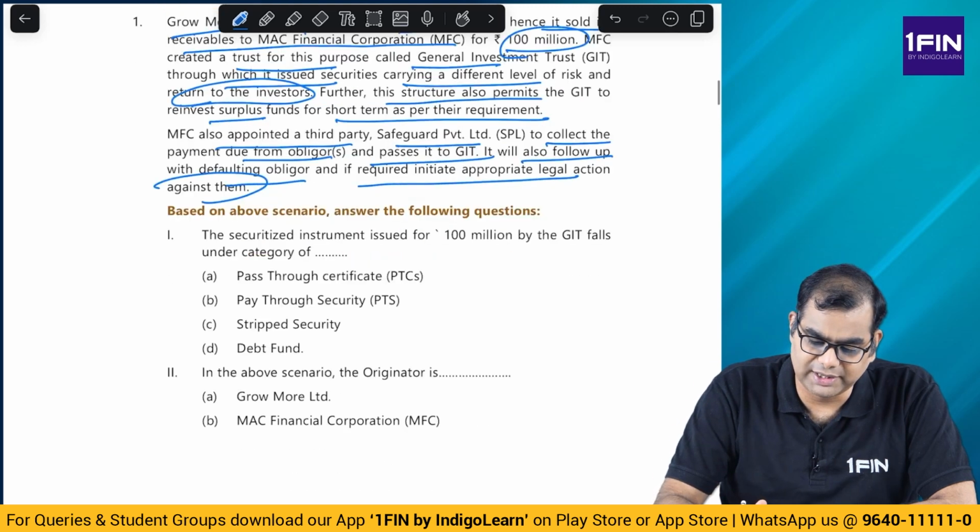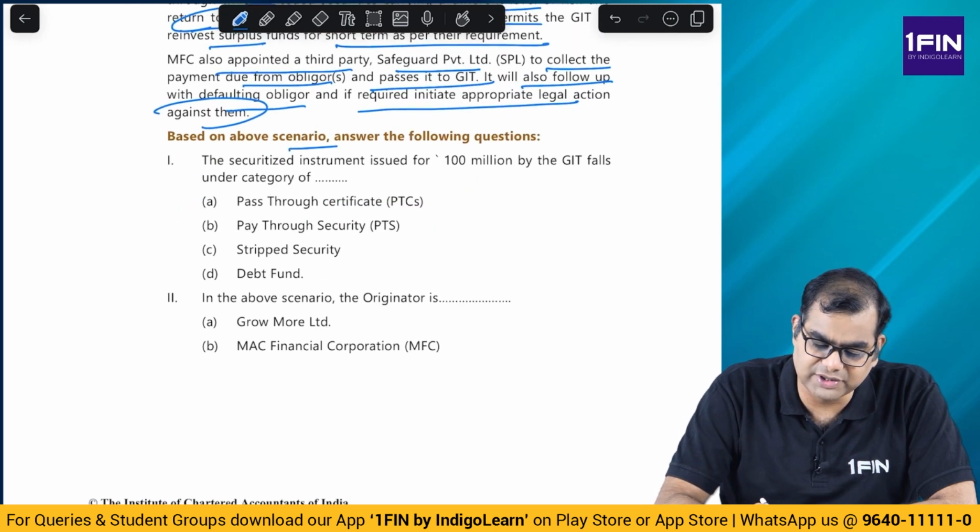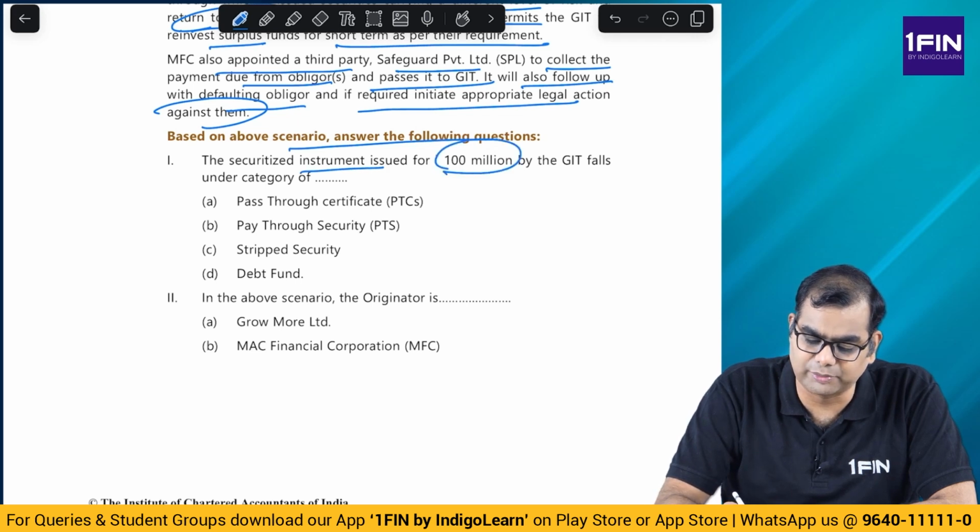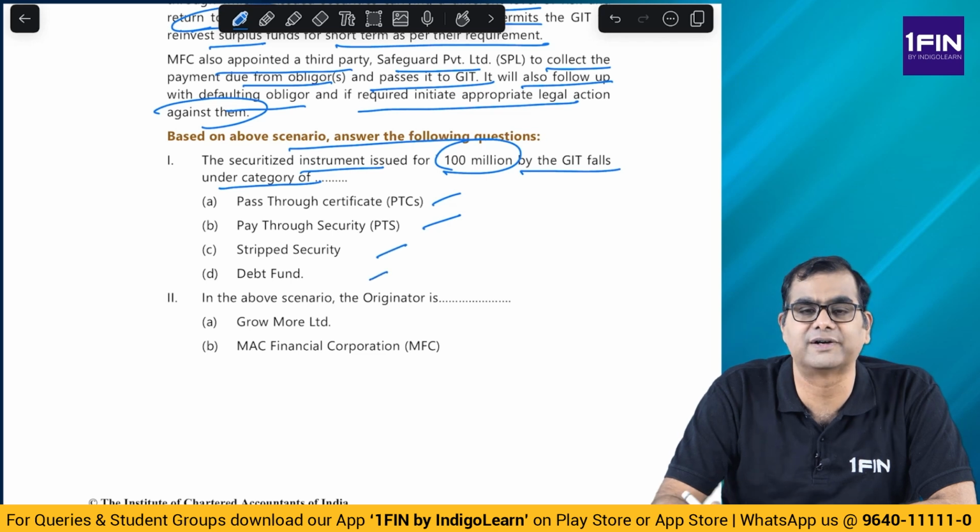Right. So let us look at the questions that are given here. Based on the above scenario, answer the following questions. The securitized instrument issued for 100 million rupees by the GIT falls under which category? Is it a PTC, pass-through certificate? Is it a PTS, pass-through security? Is it a stripped security or a debt fund?